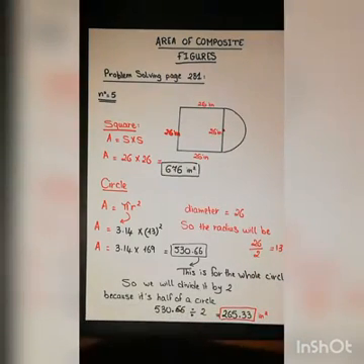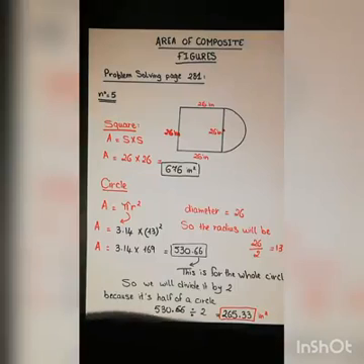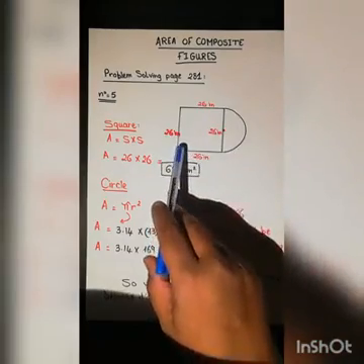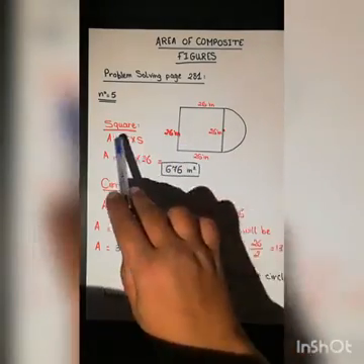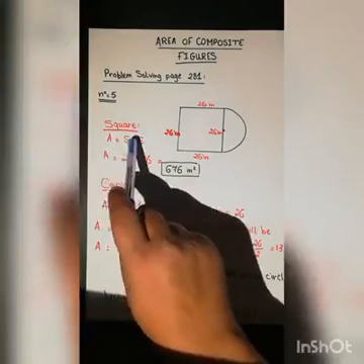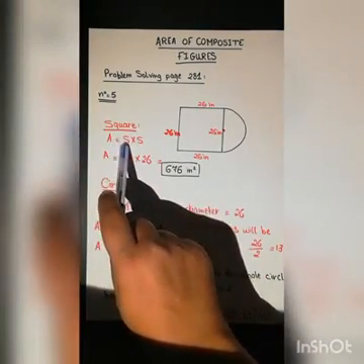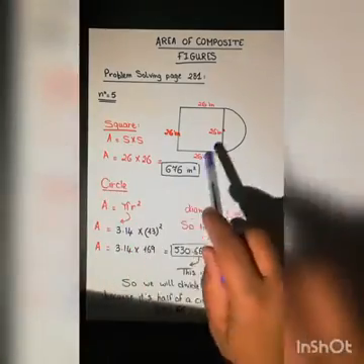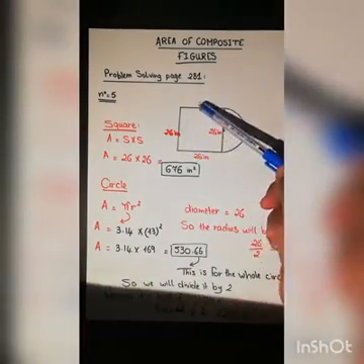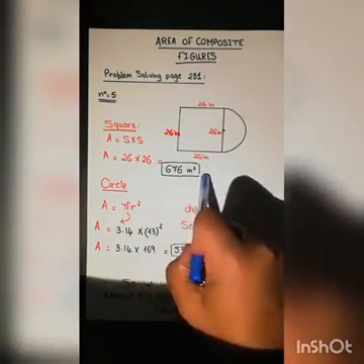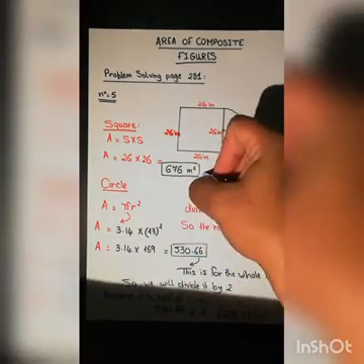So we're going to organize our information and we're going to start one by one. First, we're going to start on the square. We're going to calculate the area of the square. We understand that the area equals side times side. So we're going to multiply 26 times 26 just to get the answer, which is 676 inch square.